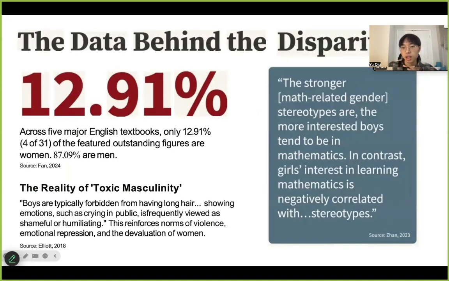According to a survey conducted by Zhang in 2023, he found out that mathematics stereotypes are significantly positively correlated with boys' interest in learning math. In other words, the stronger these stereotypes are, the more interested boys tend to be in math. In contrast, girls' interest in learning mathematics is negatively correlated with interest-related mathematics stereotypes, suggesting the stronger stereotypes are associated with lower levels of interest among girls.